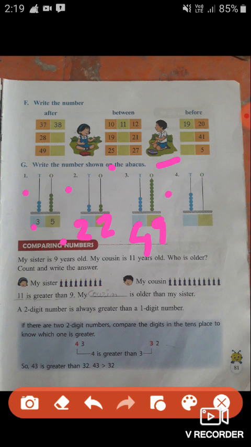Now in the fourth, at ones place there is nothing. Nothing means 0. At tens place there are 5 beads, so here you have to write 5. It means the abacus shows the number 50.